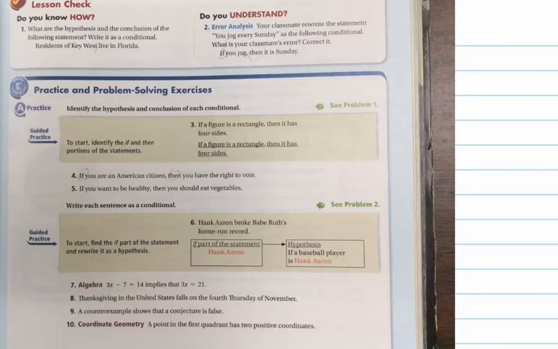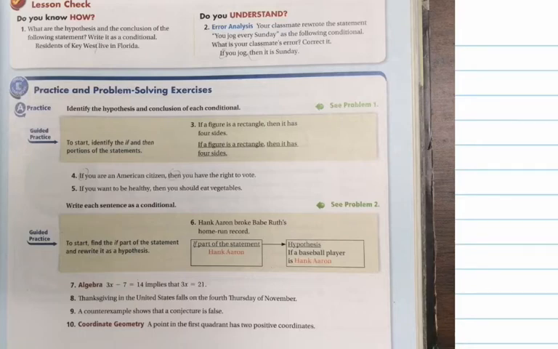So when you're doing these if-then statements, sometimes we miss the pronoun, and it's a little clunky trying to put it together. So when you're trying to start with an if, add a pronoun to it. So like if you, if he, if she, if it, if you are, if it is. So in this case, residents of Key West live in Florida.